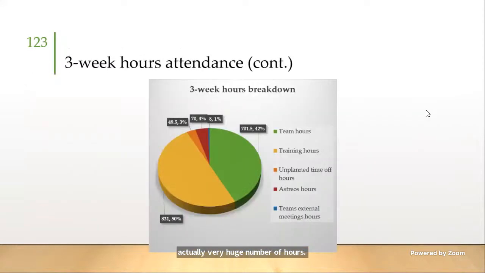Okay, we almost finished, but this slide just shows you how the 3 weeks of content have been divided. About 50% of the time was for lectures and training hours. It also includes the check-in and check-out times. About 42% was for teamwork, and the rest for Asterios hours, the French company of the launch, and about 3% absence, and about 1% for external meetings.